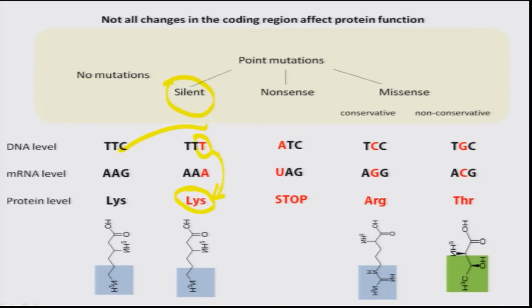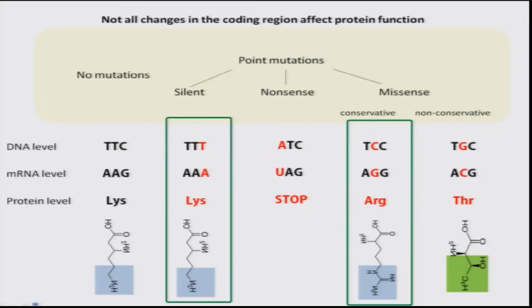For example, a nonsense mutation invariably would affect the protein because it introduces a stop codon, therefore the peptide is no longer a full peptide, and it would affect its function. But you do have conditions wherein a missense mutation has two distinct effects on the protein, one called conservative and the other non-conservative. What does it mean? Let us look at it.